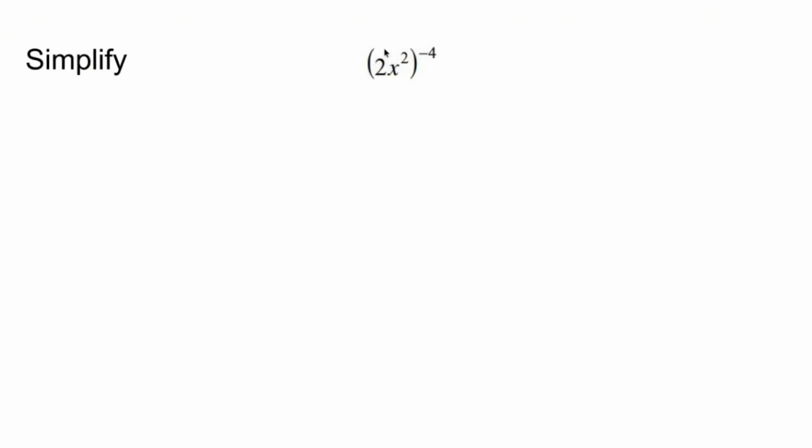Simplify 2x squared in parentheses to the negative 4th power. All right, when you take a parentheses and take that to an exponent, what you do is you distribute that exponent to everything, and you multiply that exponent to these exponents. And you might be thinking, whoa, 2 doesn't have an exponent. Yes, it does. It's invisible 1. So when you take a power to a power, you multiply the exponents. So you're going to do 1 times negative 4, so 2 to the negative 4, and 2 times negative 4, which is x to the negative 8.